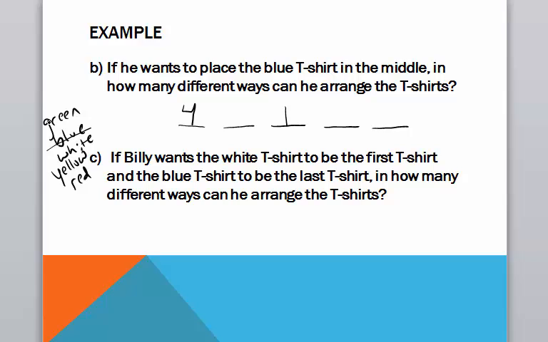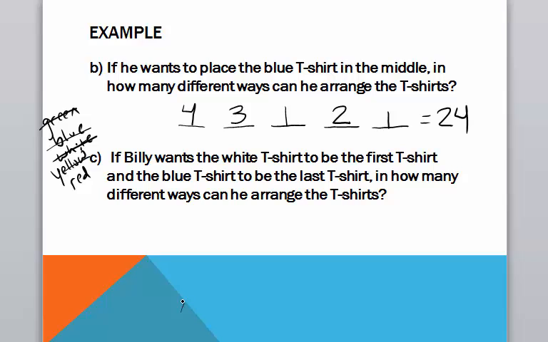Supposing that we selected green, as we move to the second position, we only have 3 options left. The second position can be white, it can be yellow, or it can be red. Supposing that we picked white, that would leave us with 2 remaining choices for the 4th position, and it follows that we would have then 1 remaining color choice for the last position. So 4 times 3 times 1 times 2 times 1 gives me 24 different ways to arrange these t-shirts if we need blue to be in the middle.